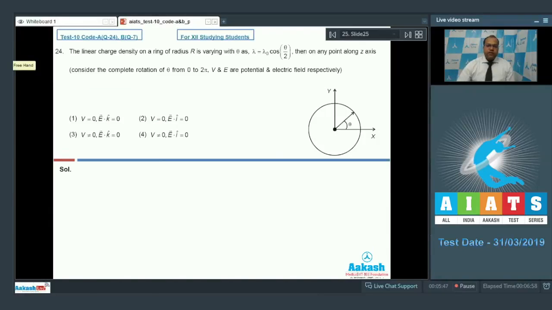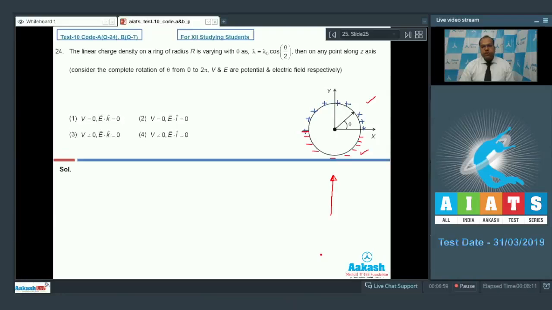So if I draw the charge on this, then when theta varies from 0 to pi, this part would be positive, and when theta varies from pi to 2 pi, this part would be negative. So we can see that the distribution of charge on this quadrant and on this quadrant is symmetric, and the distribution of charge on this quadrant as well as in this quadrant is symmetric. So if I find out the net direction of the dipole moment due to these charges, the net direction of the dipole moment will come in this direction, that is along j cap.